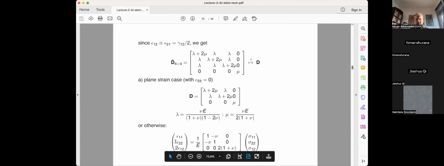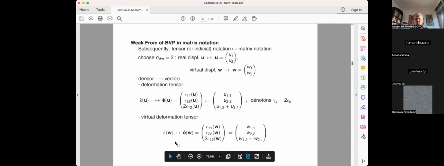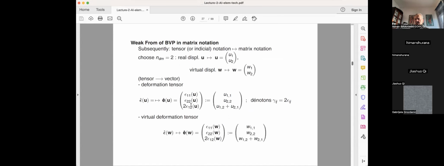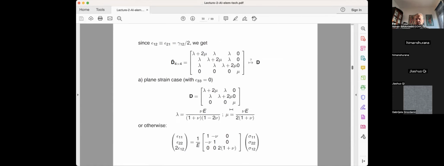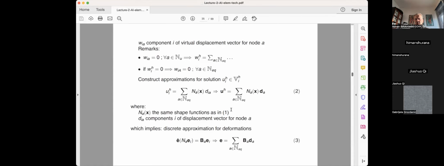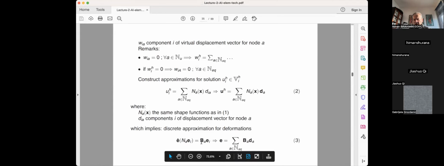Recall E was placing the strain components in this vector. So the first component, epsilon 1,1, is simply the derivative of U1 with respect to x1. Epsilon 2,2 is the derivative of U2 with respect to x2. Epsilon 2,1 was the derivative of U1 with respect to x2 plus the derivative of U2 with respect to x1. So if I go back to this type of computation, this way I can define matrix B that gives me the product between the strain components and the nodal displacement vector.